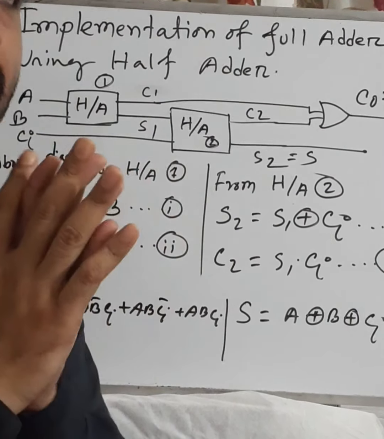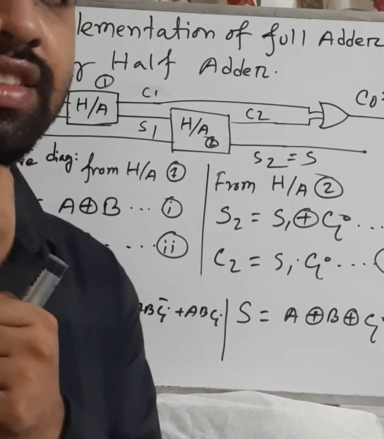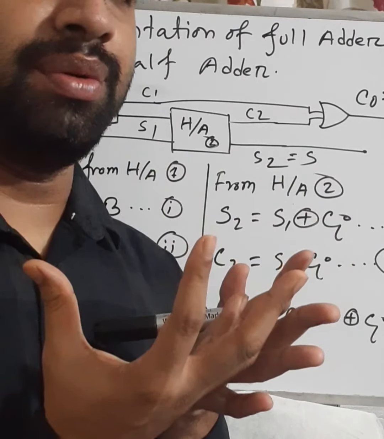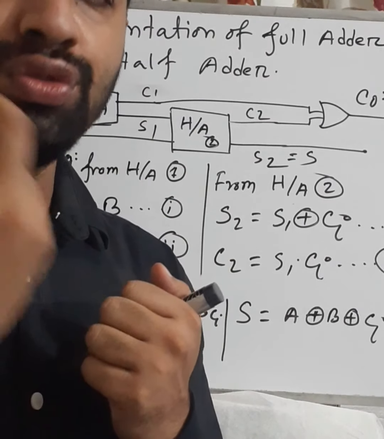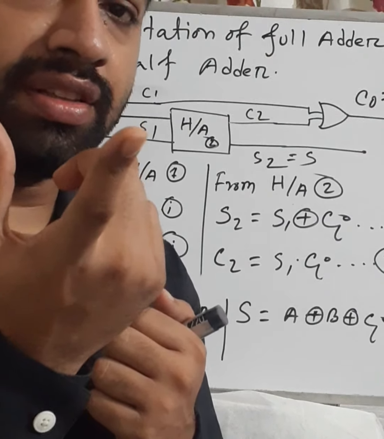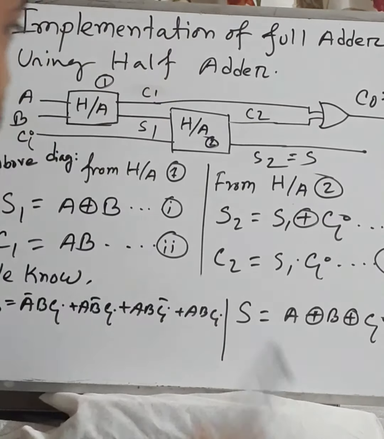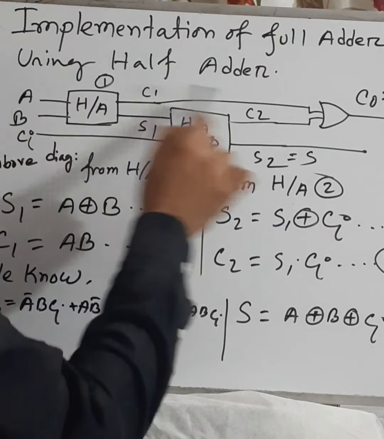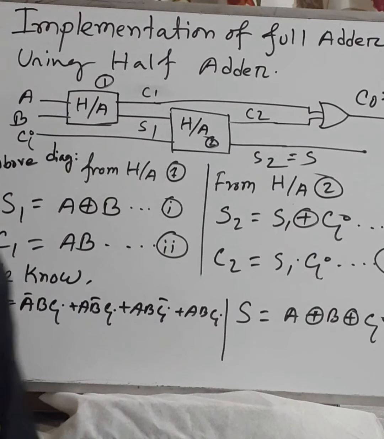That means one full means how many halves? I hope you know, it's two halves. It's a simple example I can tell you: if you drink two half-liter Pepsi, then you will drink one liter of Pepsi. It's the same thing here: implementation of a full adder using half adders. If I use two halves, definitely it will make one full adder.